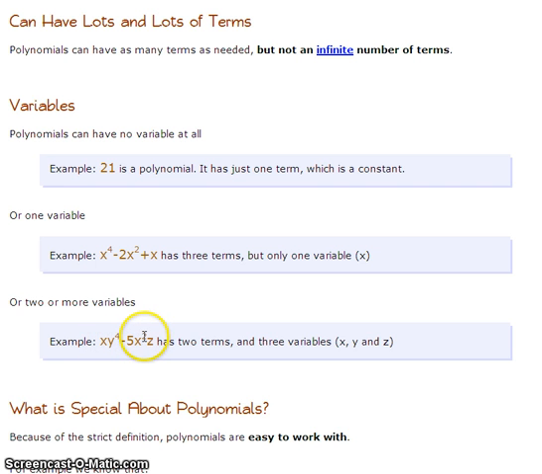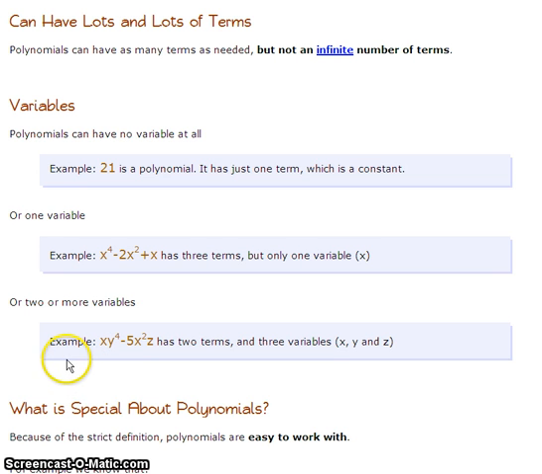This term actually has a degree of 3 because 2 plus 1, this z has an understood 1 as its exponent, and that's 3. So the highest degree of this binomial, because it has 2 terms, would be 5 because 1 plus 4, as I stated before, makes 5.